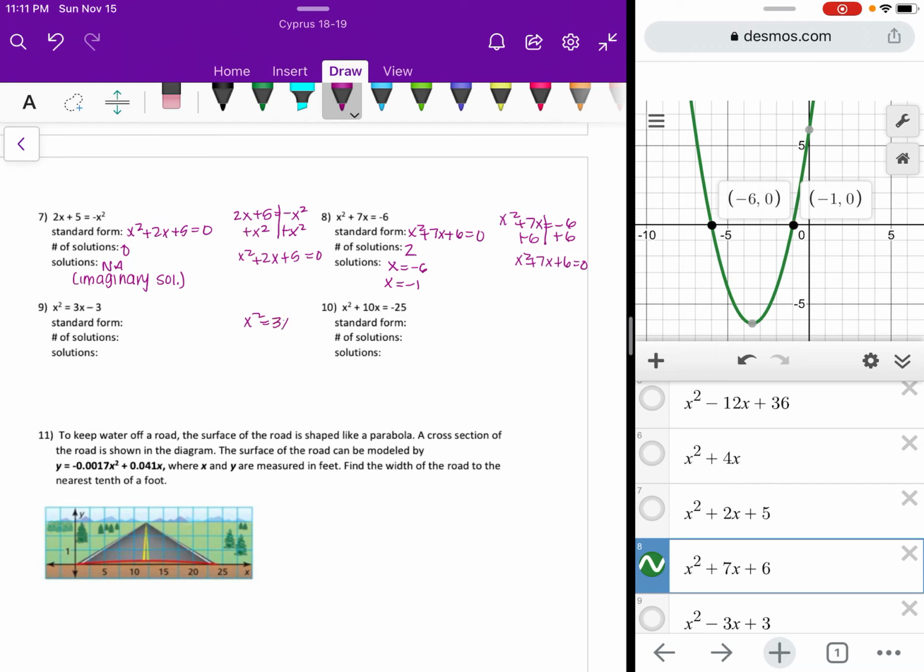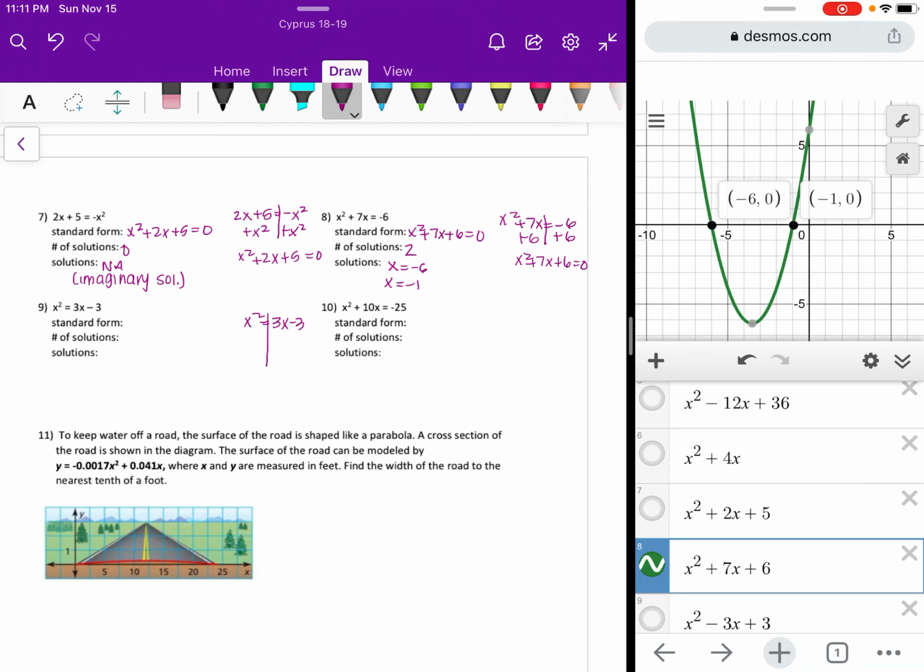Number 9, we have x squared equals 3x minus 3. On this one, it would be really easy to move x squared over to the right side of this equation, which you could do. You would still get the same answers that we would get otherwise. But remember, it's always a good idea to try and keep that x squared positive.